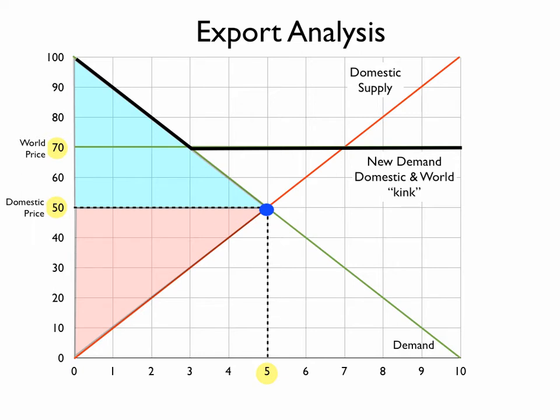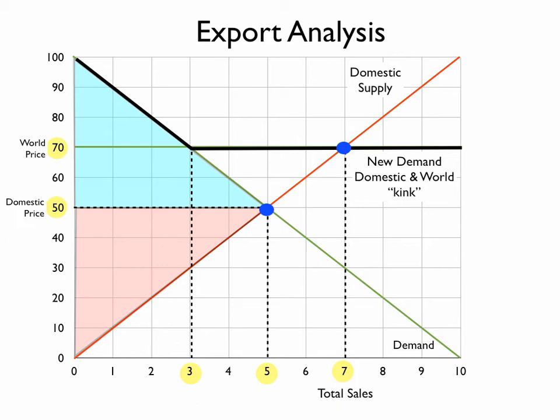So you have this new demand curve, which includes both the domestic and the world demand, and note again, it has a kink in it or a bend in that curve. Now, if domestic producers are allowed to sell in that world market, the price would move from 50 up to 70, and that would be the new equilibrium. The domestic producers now would be able to sell 7 units instead of 5, but also note that the domestic sales would actually drop down to 3 because the price would be higher.